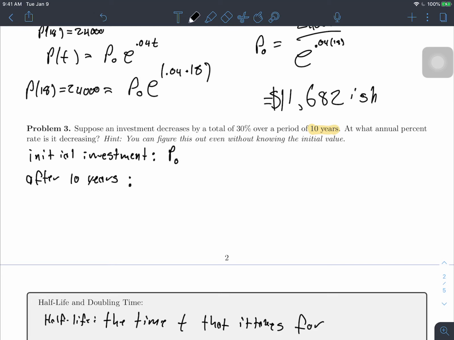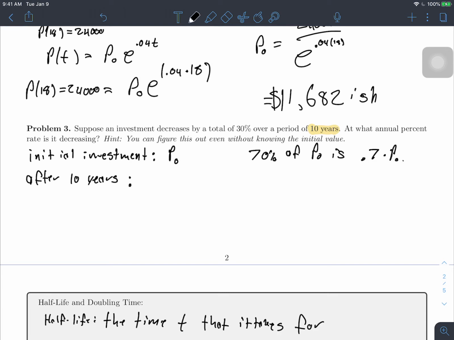If you were to type it in on your calculator, you'd do 10,000 and then what? Times 0.3? You're close. Times not 0.3, but 0.7. Okay, so 70% of P naught is 0.7 times P naught. So if our initial investment is P naught, we just want to multiply by 0.7 to get what we got.